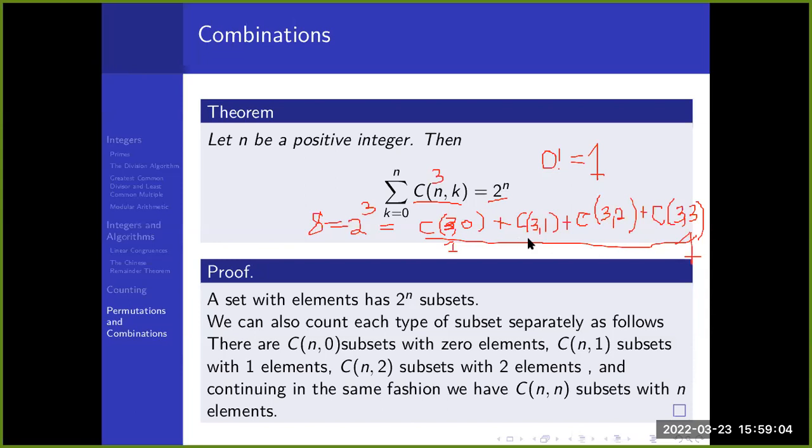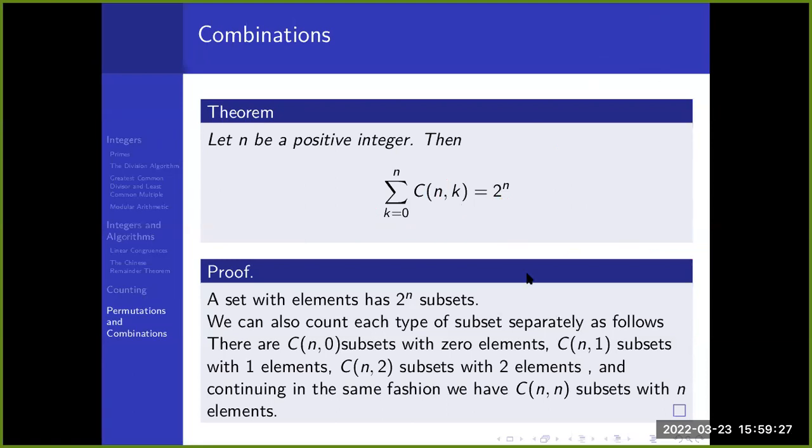And this one is what? 3. And this is 3. So does this get to 8? 1 plus 3 plus 3 plus 1. That gives us 8. But this should work for any general value of n. So we want to see how we prove that it is true for all other values of n. So let's see how we go about that.